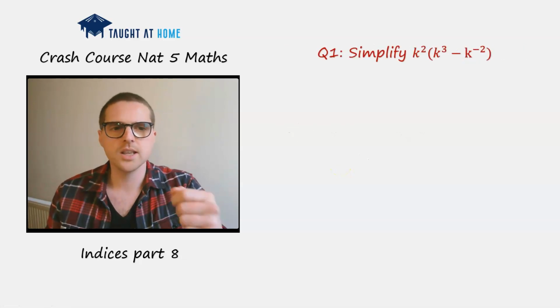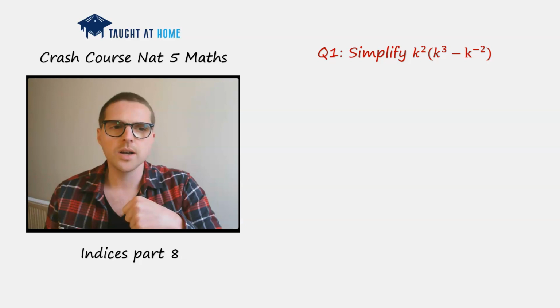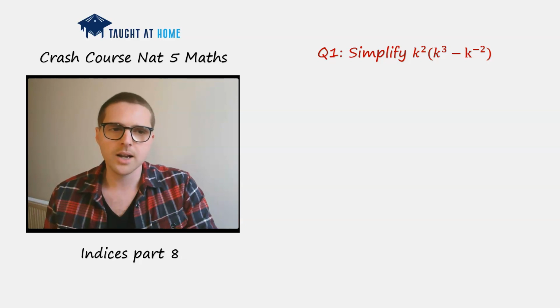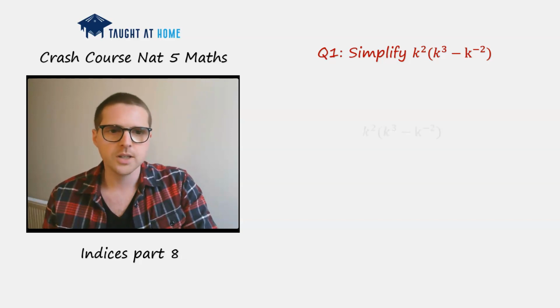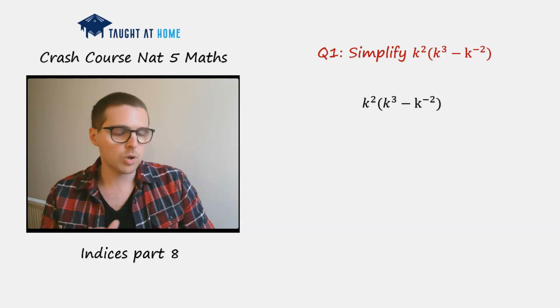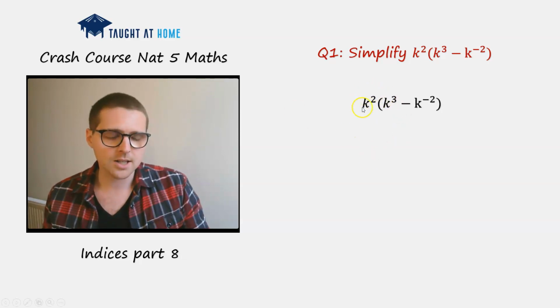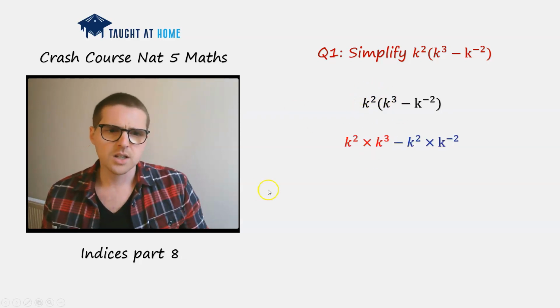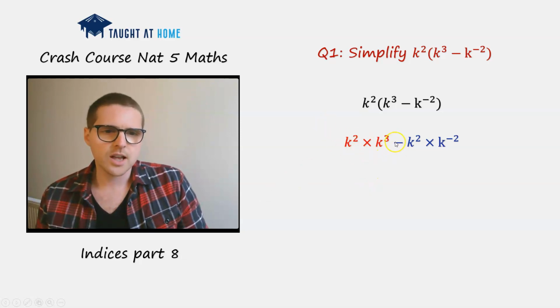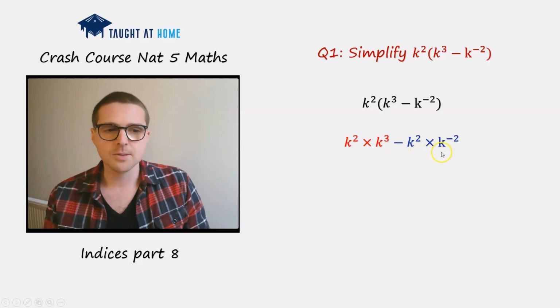Okay, so the question is: simplify k squared multiplied by, in brackets, k to the power 3 minus k to the power of -2. So the first thing, I'm going to multiply throughout here by k to the power of 2. So we've got k to the power of 2 times k to the power of 3, take away k to the power of 2 times k to the power of -2.